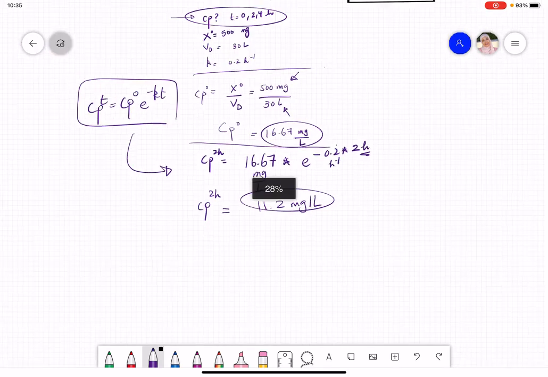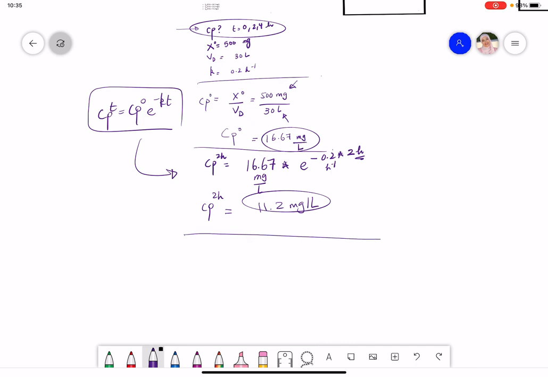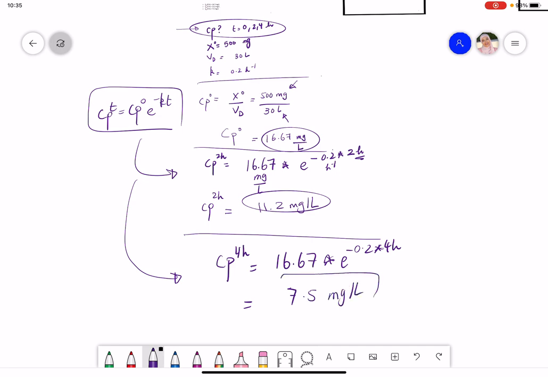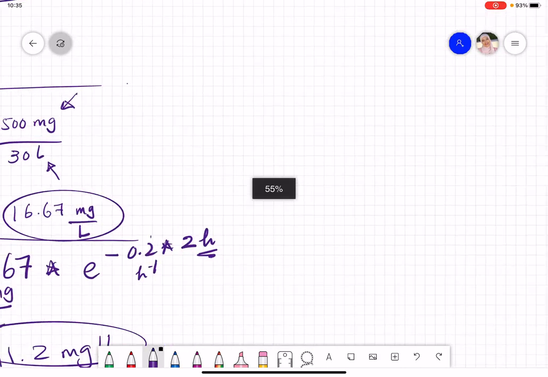Okay, the last one, which is 4 hours, is the same thing, but you are changing the time that you are substituting. And this would be equal to 7.5 milligram per liter. We are just changing the time that we are asking about.